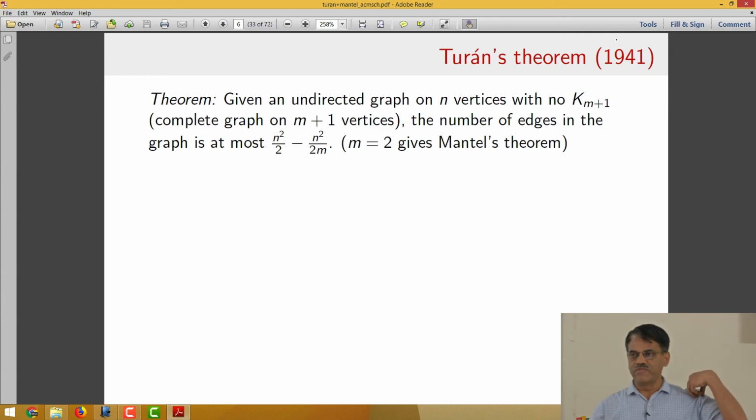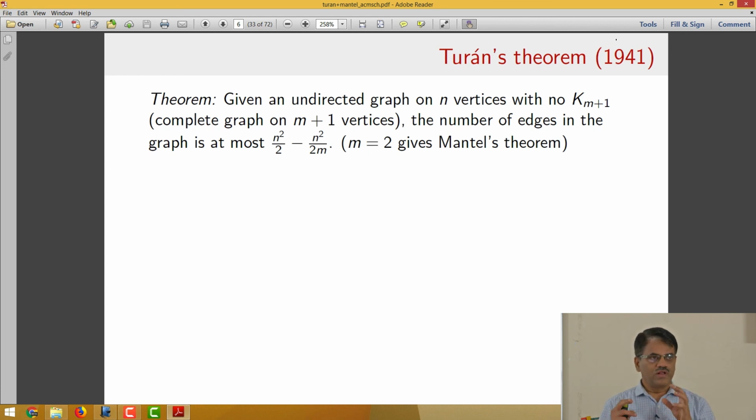Now, I want to just look at a generalization of this, which is Turan's theorem. Okay. So, Turan's theorem, how is it a generalization? Mantel's theorem just wants the number of edges in a graph with no triangle. So, a triangle is a clique on 3 vertices, right. So, now I can ask the question, what about the maximum number of edges in a graph which does not have a clique on some number of vertices, right. So, suppose you have no clique on m plus 1 vertices, then the theorem says that the number of edges is at most n square by 2 minus n square by 2m.